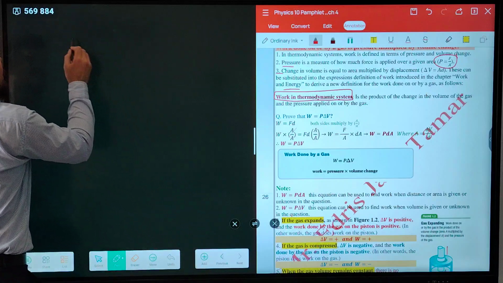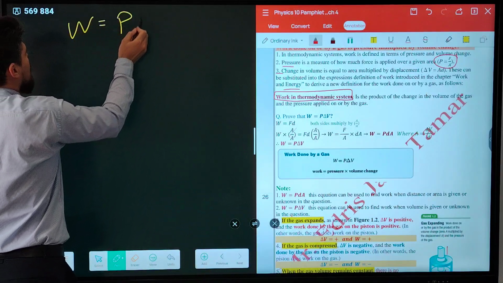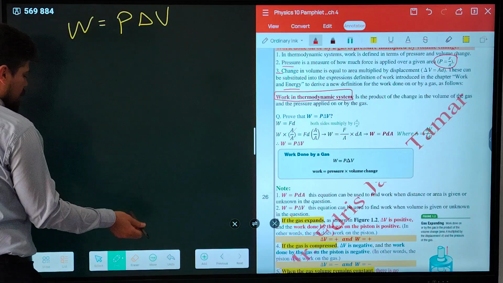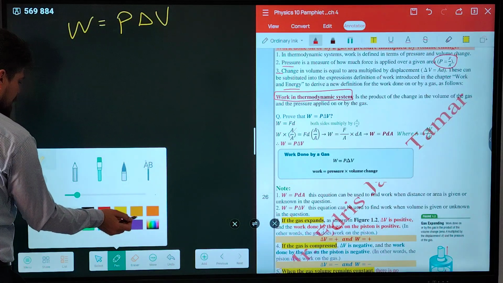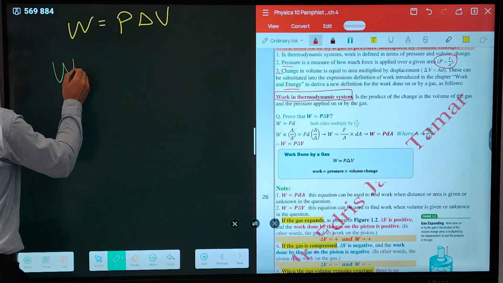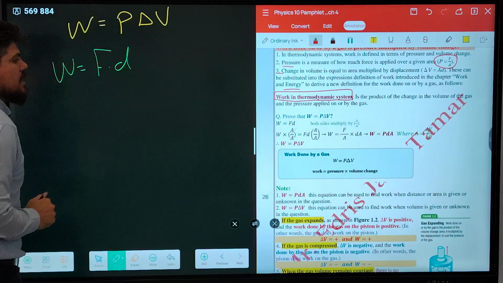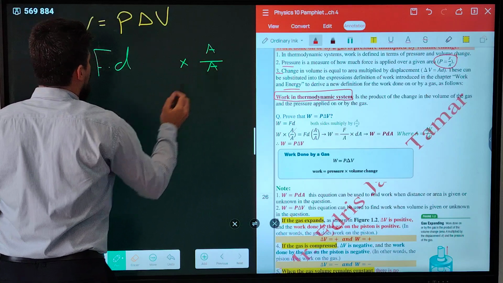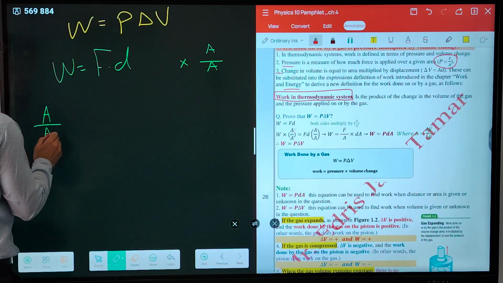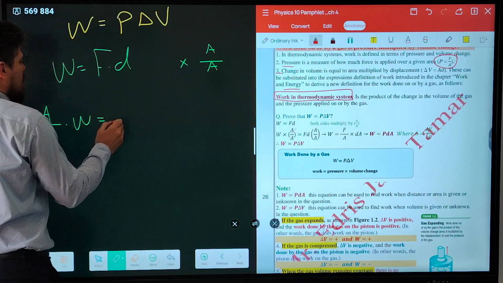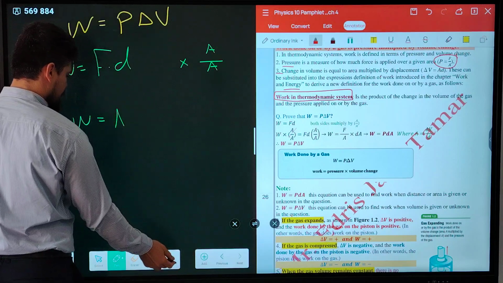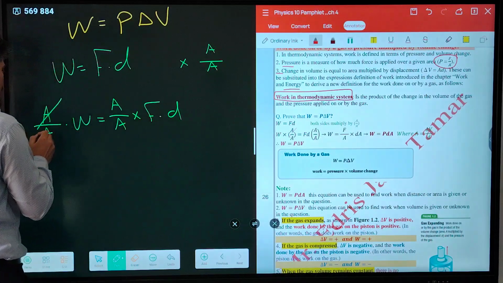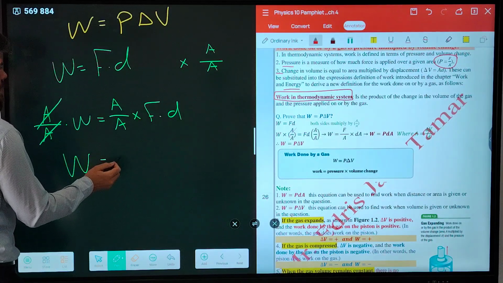So how did we get this equation? Now I'm going to prove this equation, work equals P delta V. This relation is based on the equation of work in mechanics. Work in mechanics is equal to Fd. So we can multiply both sides by A over A. A over A times work, A over A times Fd. A with A cancel, and work remains.